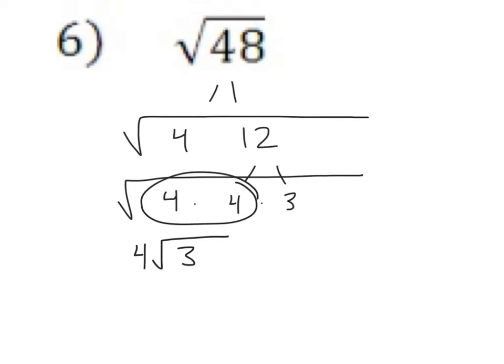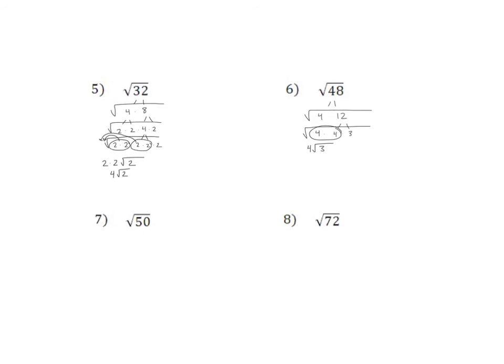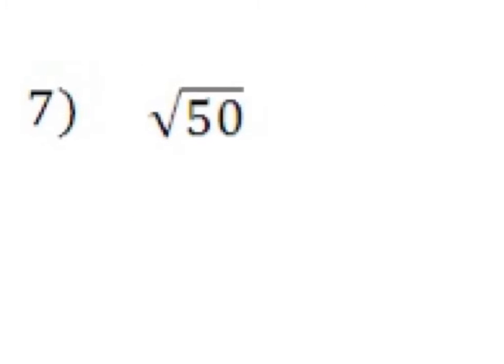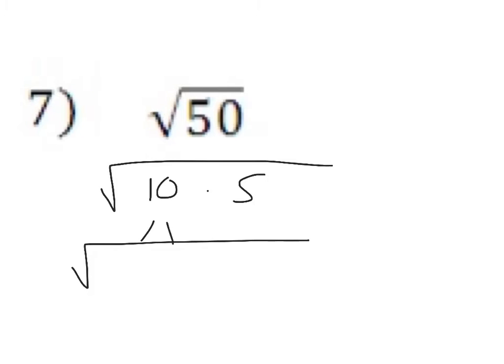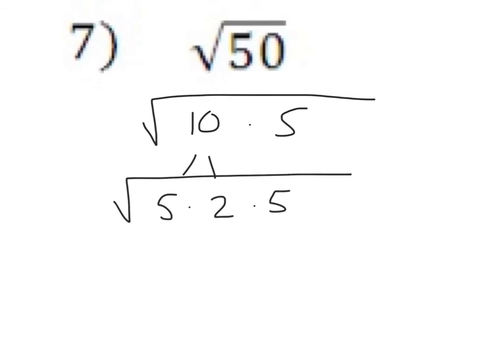Any questions? Let's look at number 7. Square root 50. 10 and 5. So what can we break 10 into? 5 and 2. What can we break 5 into? We can just bring it down. We can't break 5 into anything else. So what do we have a pair of? 5. So what do we do with the 5's? 5 square root 2. Perfect.